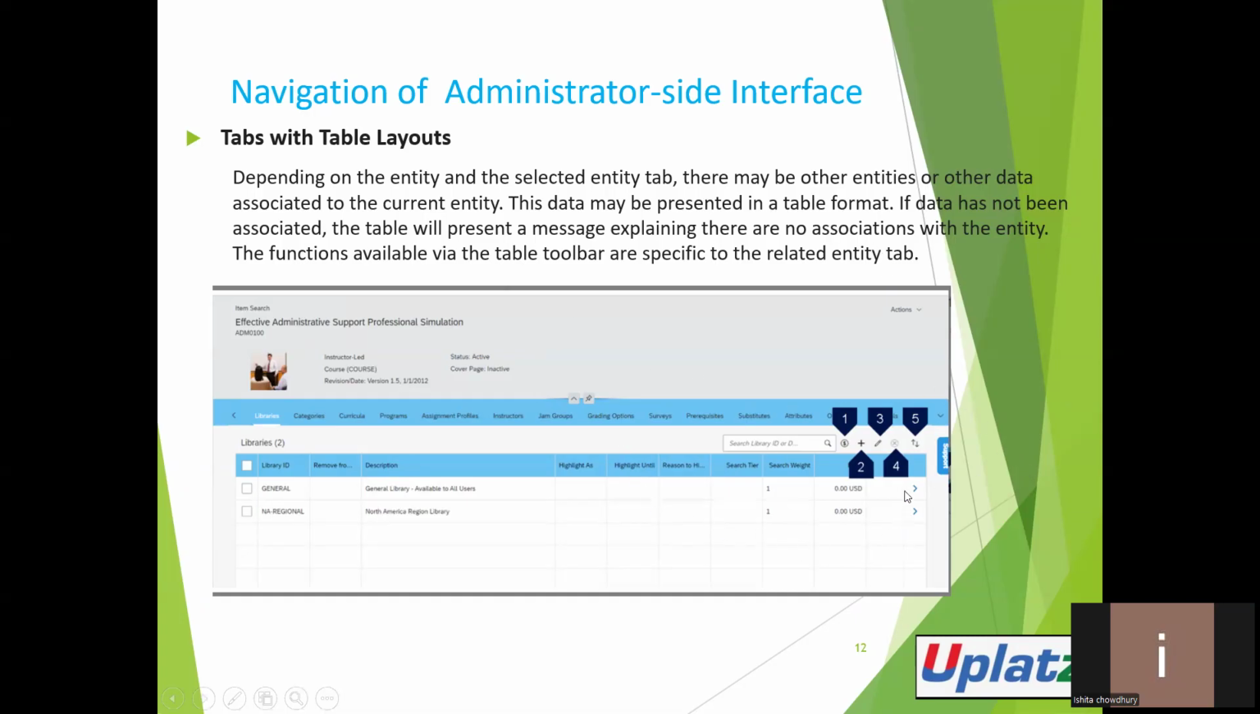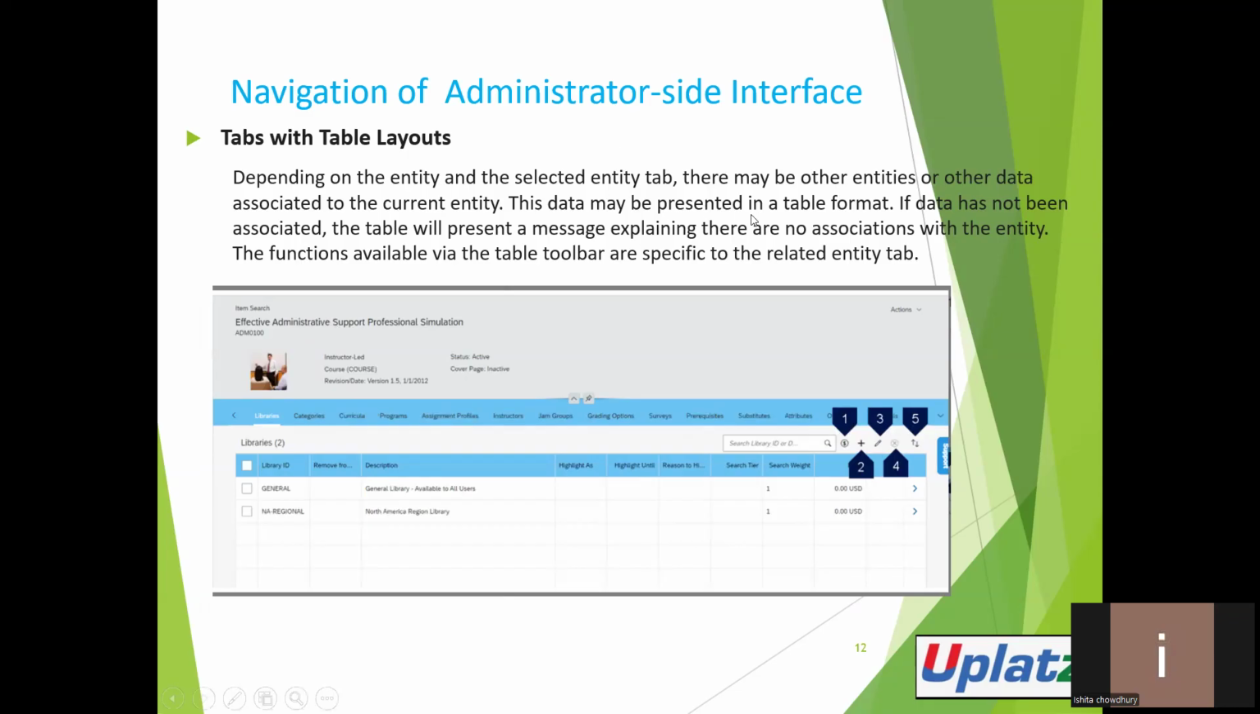So we will see that these all are there. We will see the same icons under curricula, under programs, under categories, under assignment profiles. We will see the same icons in respect to each of the entities. So it is important to understand the significance of each of the icons. When I talk about the significance of each of the icons, what does it mean?